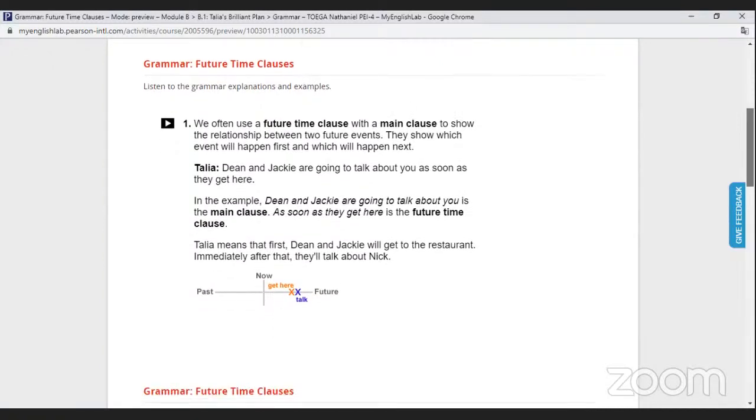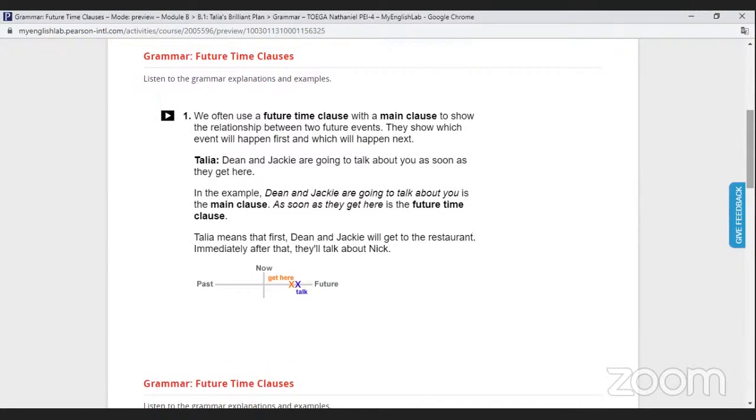So in this case, we're gonna read. Number one, we often use a future time clause with a main clause to show the relationship between two future events. They show which event will happen first and which will happen next. For example, Dean and Jackie are going to talk about you as soon as they get here. Dean and Jackie are going to talk about you is the main clause. As soon as they get here is the future time clause.